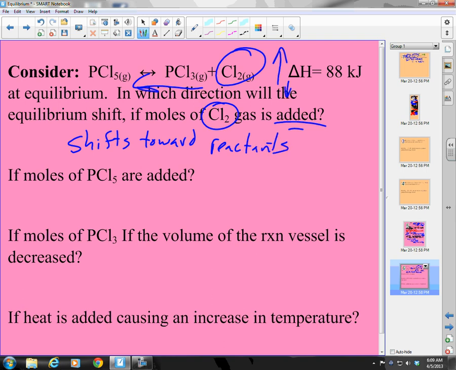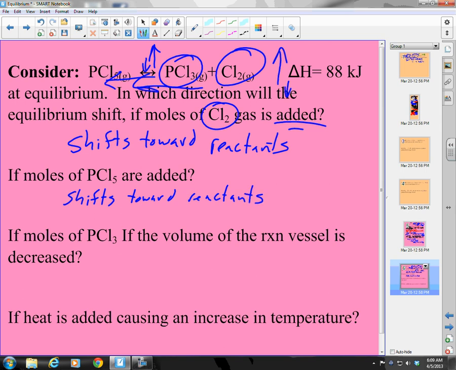Good. If moles of PCl5 are added, here's moles of PCl5. What am I going to do? The stress is an increase in that. So that means my equilibrium wants to decrease that. How do I decrease that? By shifting toward the reactants. I hope I'm not going too fast for you here.